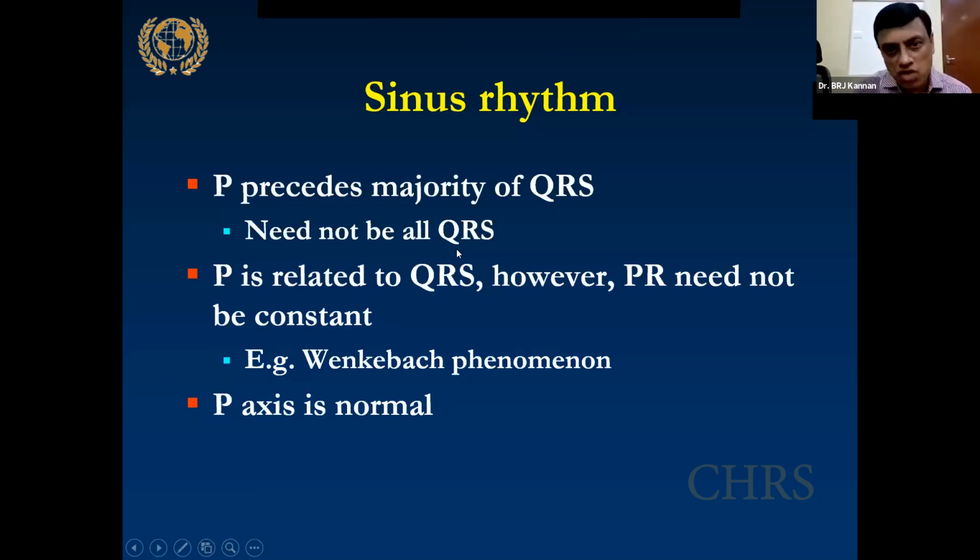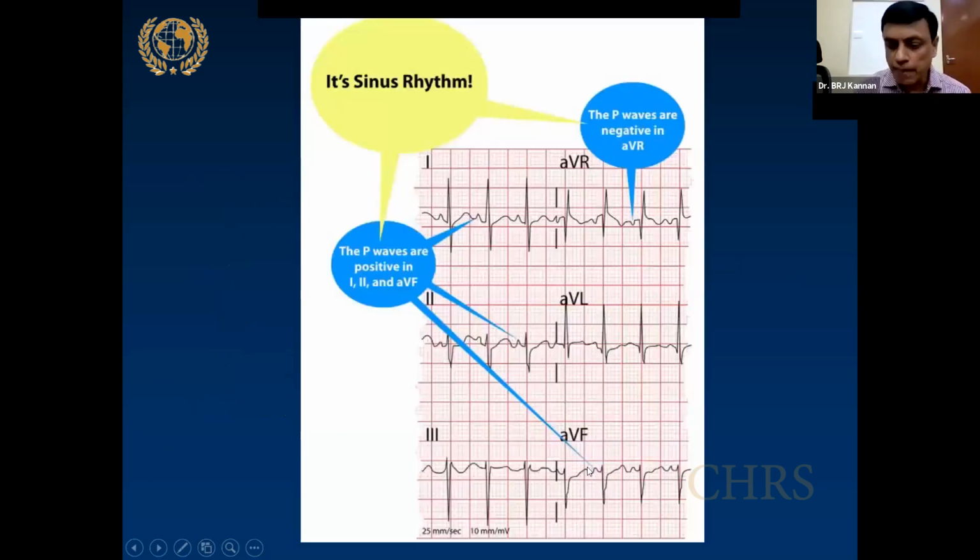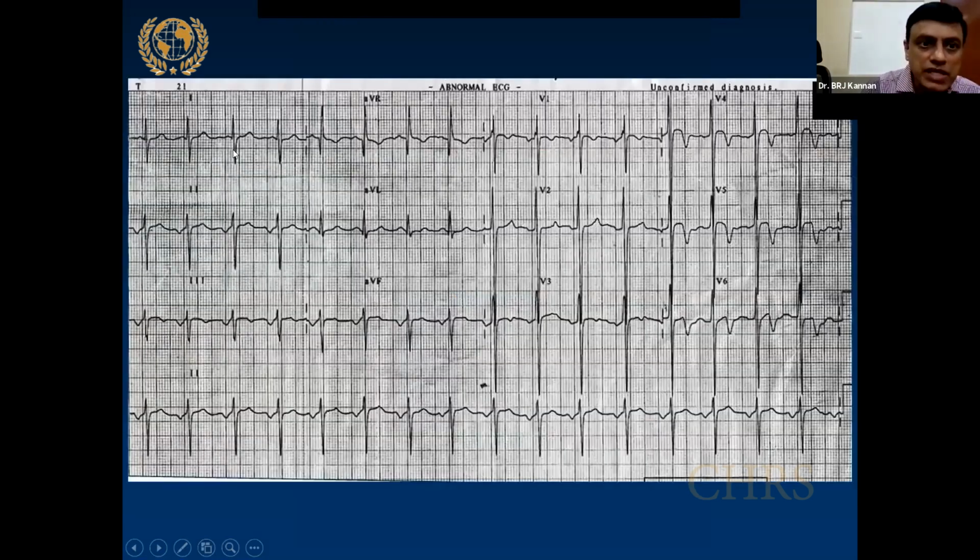See that the P axis is normal. P is positive here, P is positive here. Now what about this one? Here also there is a P prior to all QRS, but this is not sinus rhythm. Here P is inverted in aVF. P is positive in lead 1. So you will immediately say that this is not sinus rhythm.